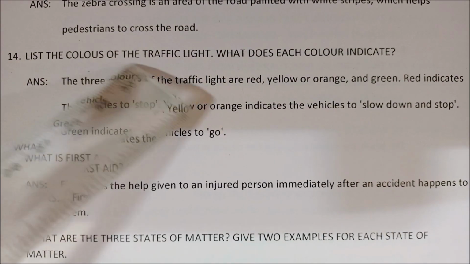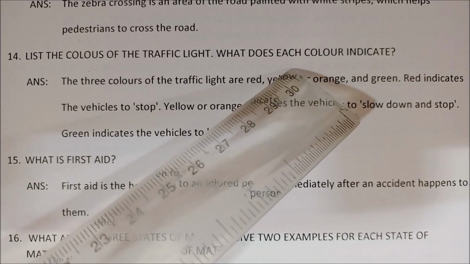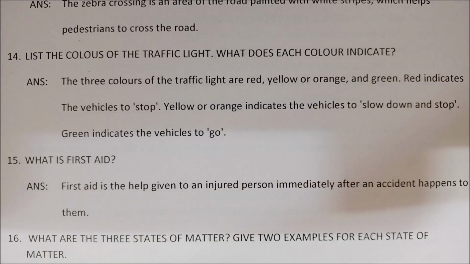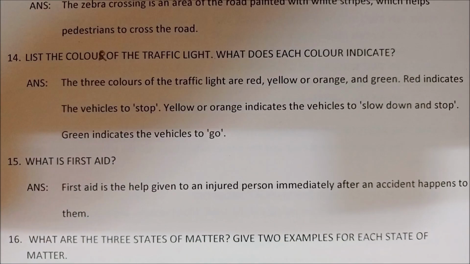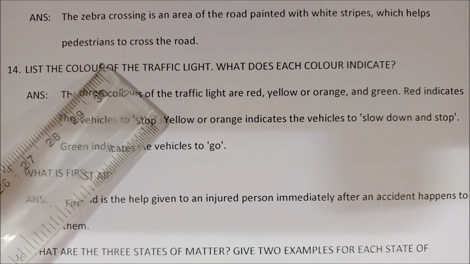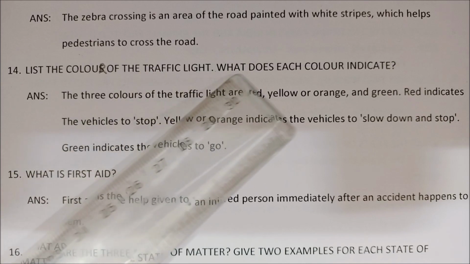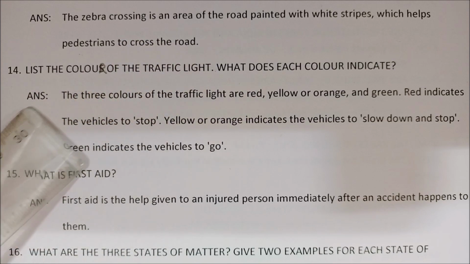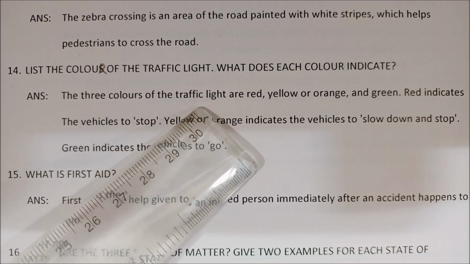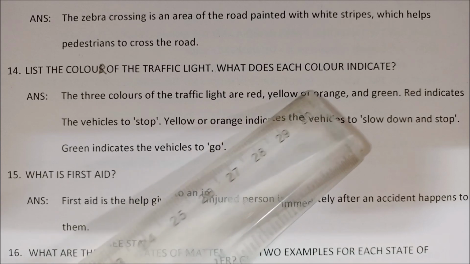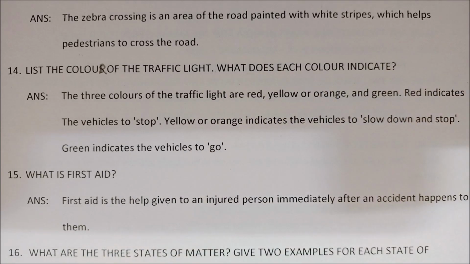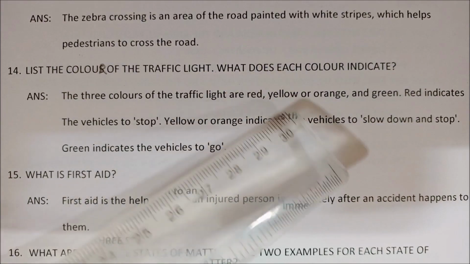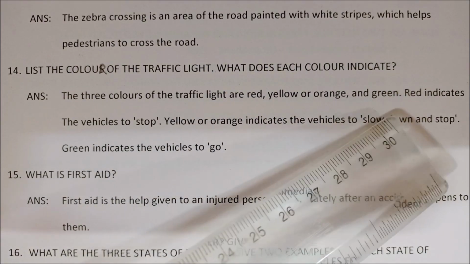Your next question, question number 14. List the colors of the traffic light. What does each color indicate? Here, children, listen carefully. Your first one, answer: the 3 colors of the traffic light are red, yellow or orange and green. So what are the 3 colors, children? Red, yellow or orange and green.